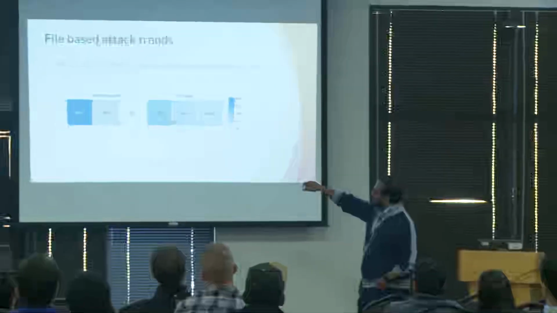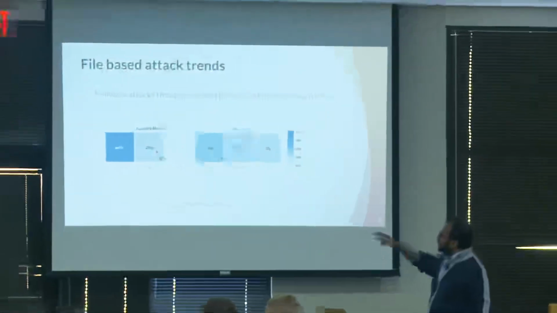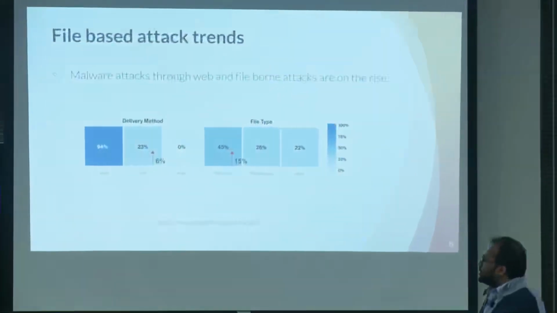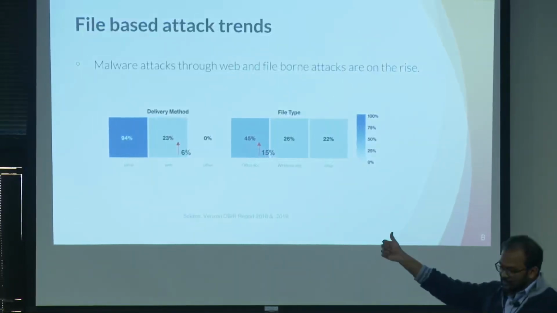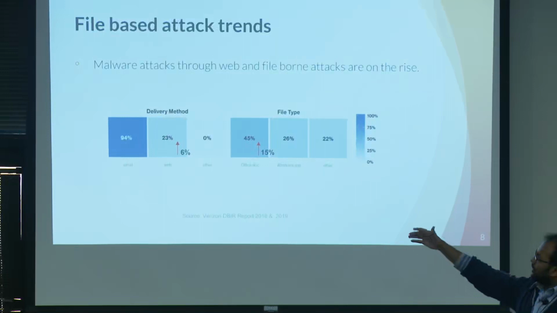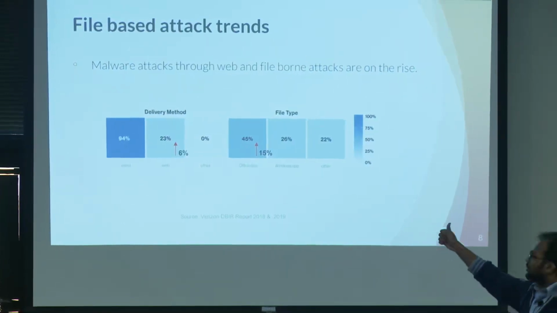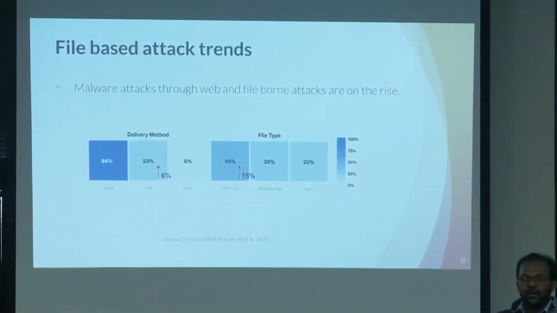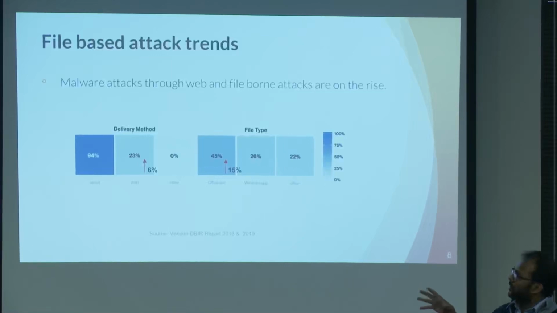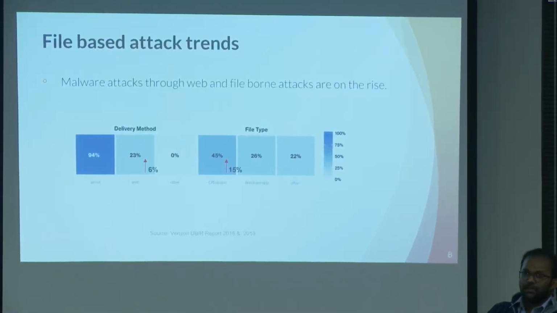All right, so let's jump into file-based attack trends. If you look at this chart, this is from the Verizon data breach report. In 2016, web-based attacks were about 15%, or maybe 17, and it has jumped 6% since 2018. What it means is attackers are trying to send malware through the web. Earlier, the most popular delivery method was email, but it's shifting rapidly. And also, if you see on the right, Office docs are becoming a very popular way to deliver malware.